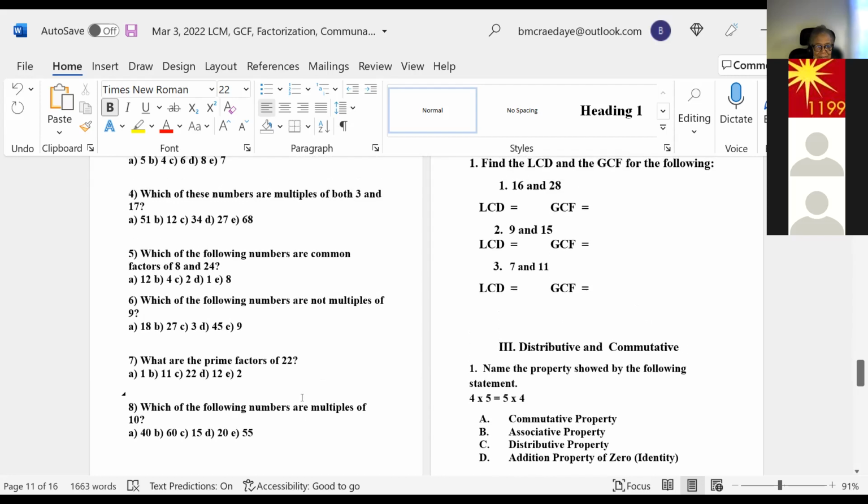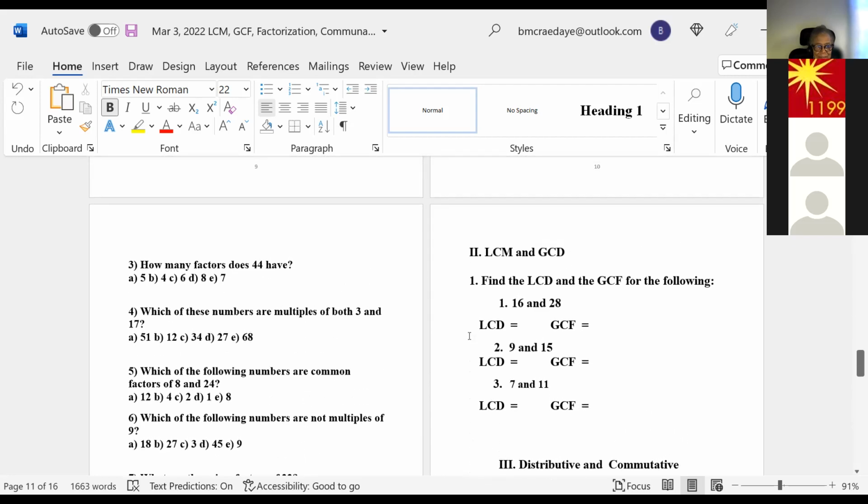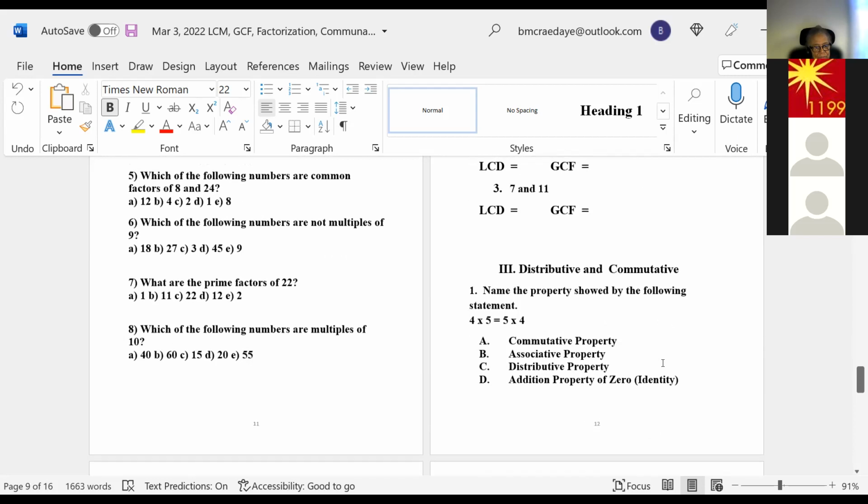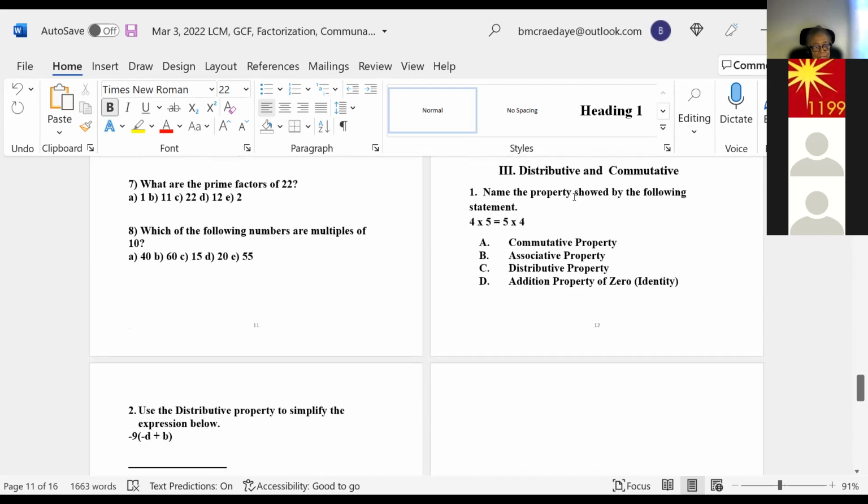Questions? No. And so then we have to do the least common multiple, greatest common factor for each of these three problems. Put in the least common, not least common divisor, and the greatest common factor. And then of course, distributive, commutative, knowing what it is.